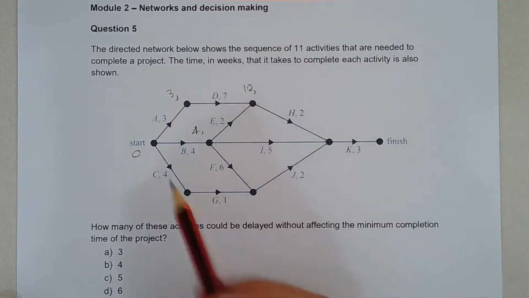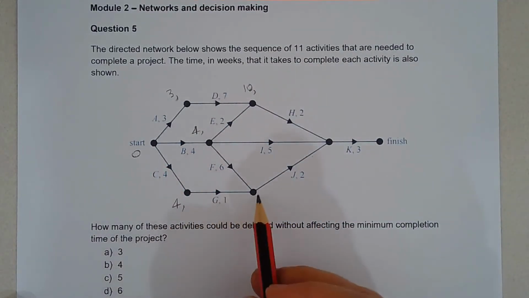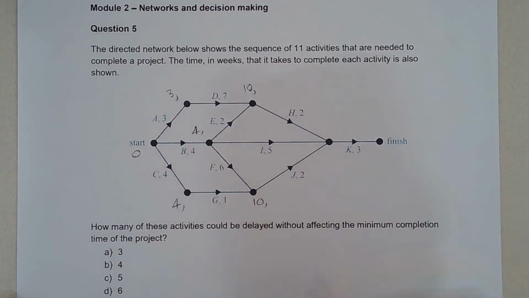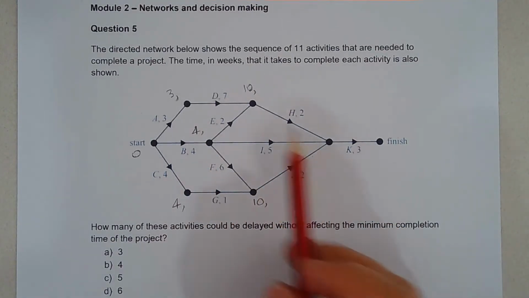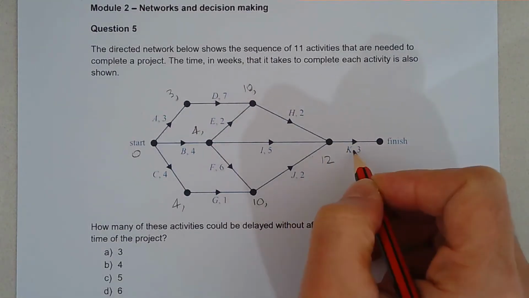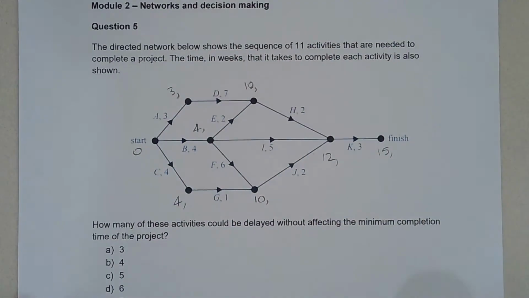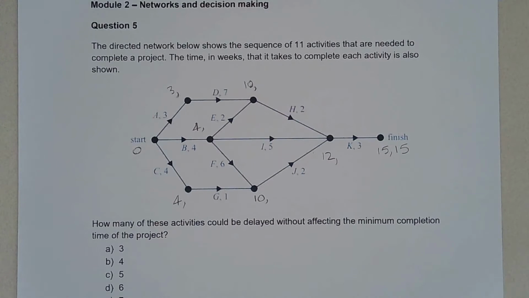We got 0 plus 4 is 4, and 4 plus 1 is 5, but then we have 4 plus 6 is 10, so we also have a 10 there. So 4 plus 5 is 9, we've got 10 plus 2 is 12, 10 plus 2 is 12, so there's a 12 there. 12 plus 3 is 15. So we've completed the forward scan, so let's now do the backward scan.